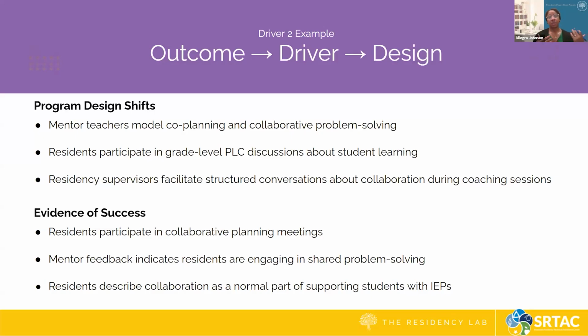And so then in doing that, some of the markers of success that you can maybe start to look for to see how this is going for your residents is really maybe just tracking the number of collaborative planning meetings that our residents are taking part in, getting feedback from the mentors that residents are engaging in more problem solving and are more active in collaborative conversations. And then maybe getting some feedback from residents that they are describing collaboration as more of a normative part of their process and something that they're feeling really, really confident about.